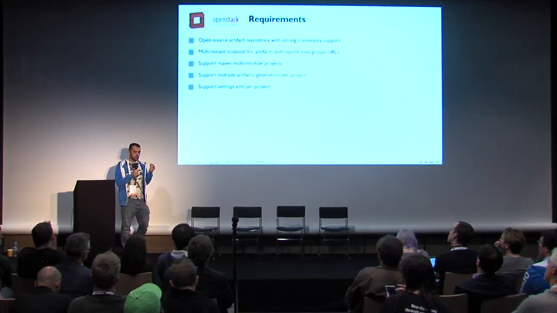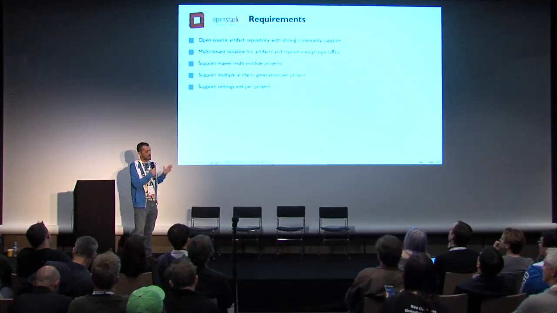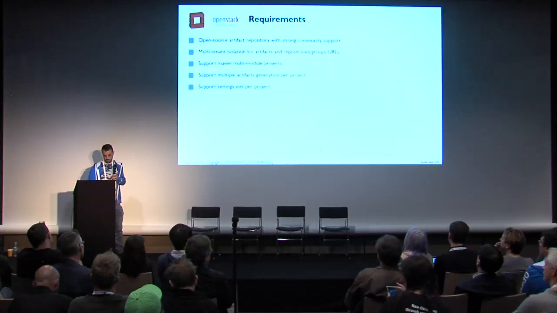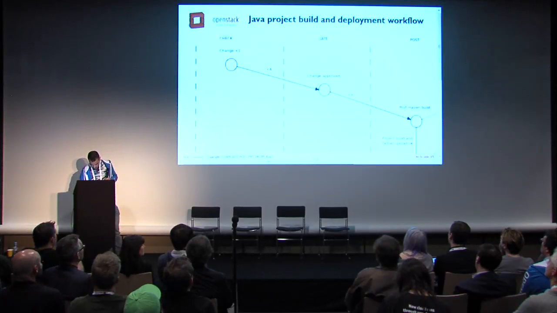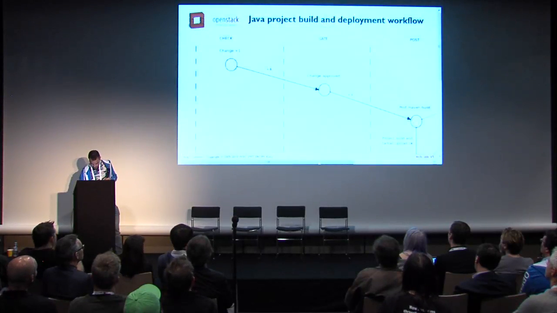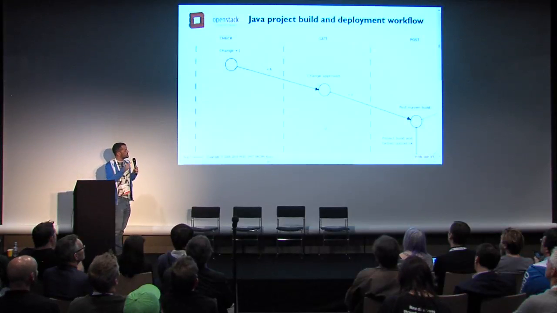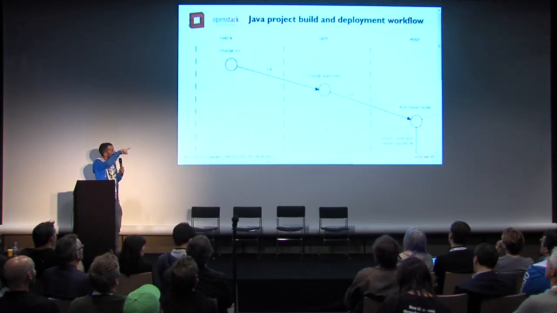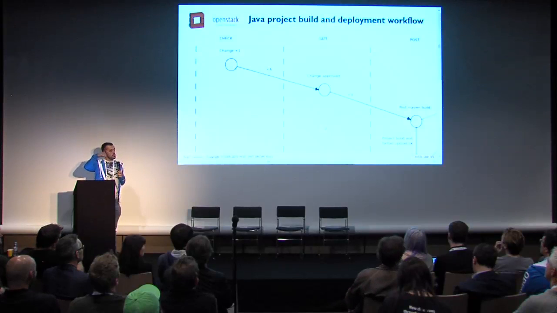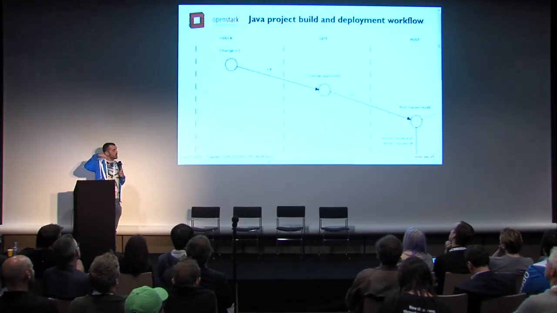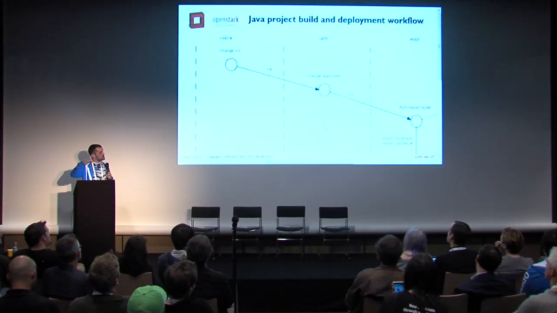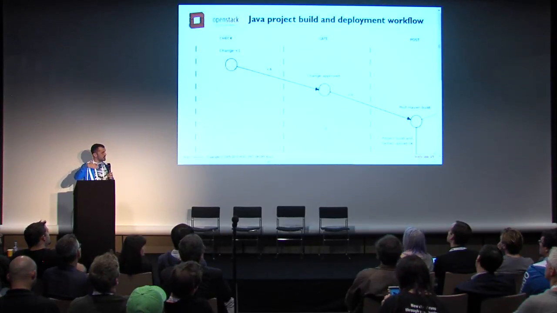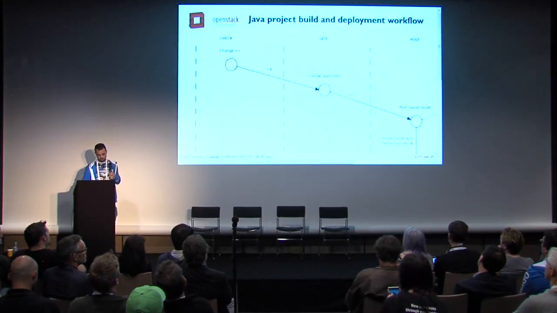After working on some prototypes, we came up with a final implementation that follows this workflow. A Java developer pushes a change to our system and it gets into the check queue. It goes through the check jobs, it gets a plus one, and eventually a core reviewer approves the change, and then the change gets into the gate queue. Then it runs the gate jobs. If everything is fine, it merges into the Git repository, and then the change enters the post queue.